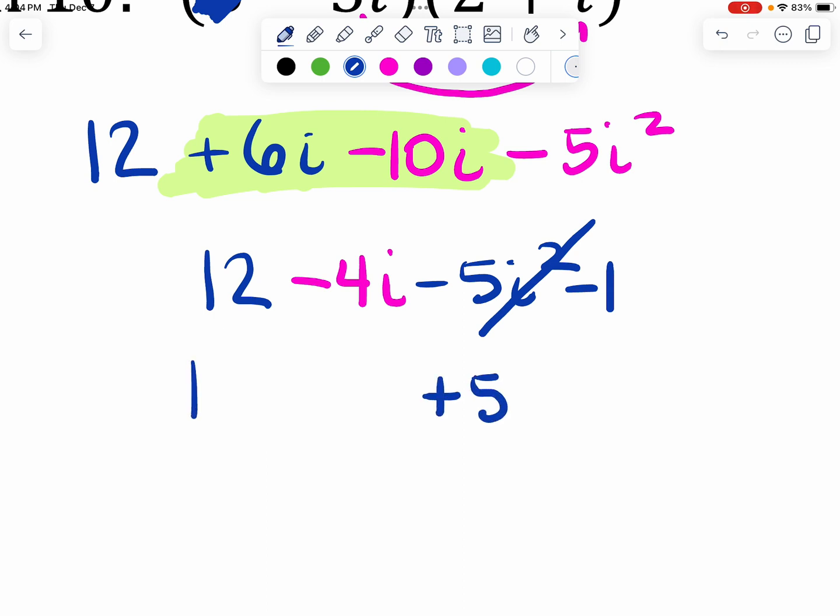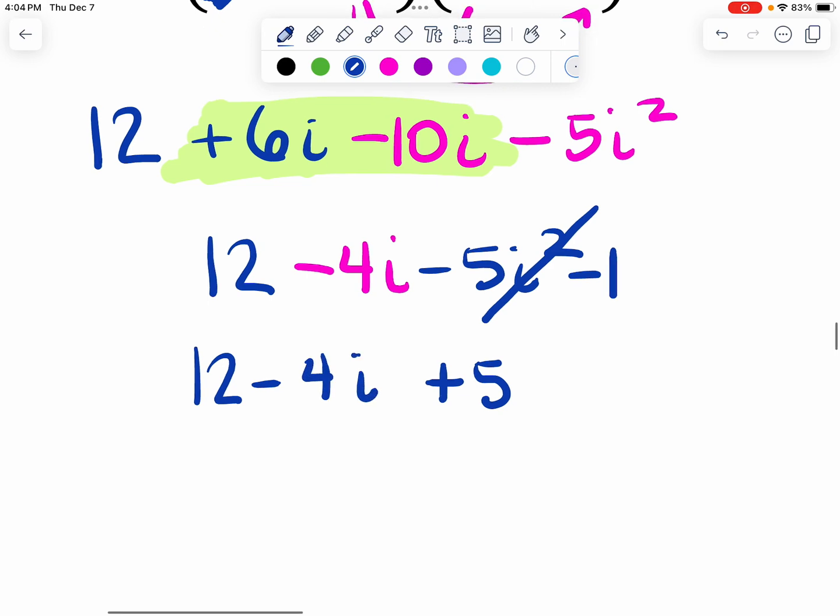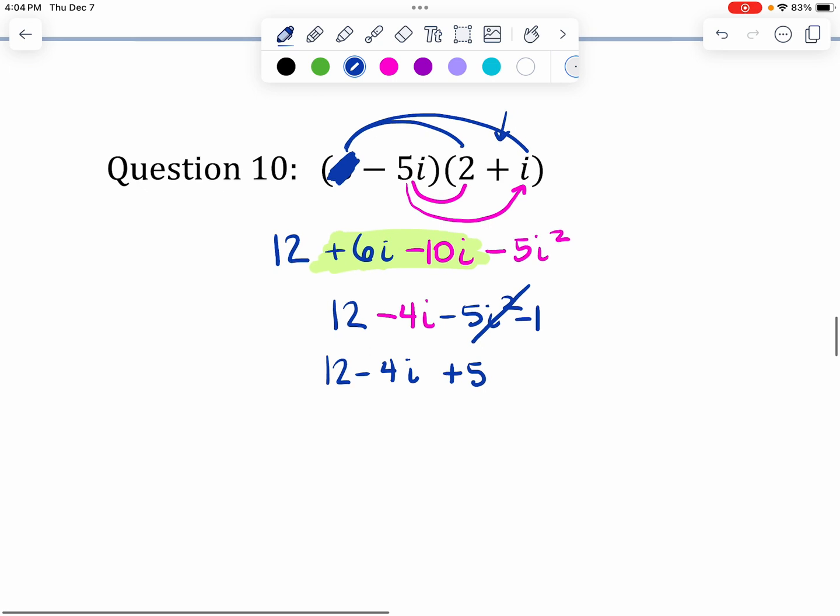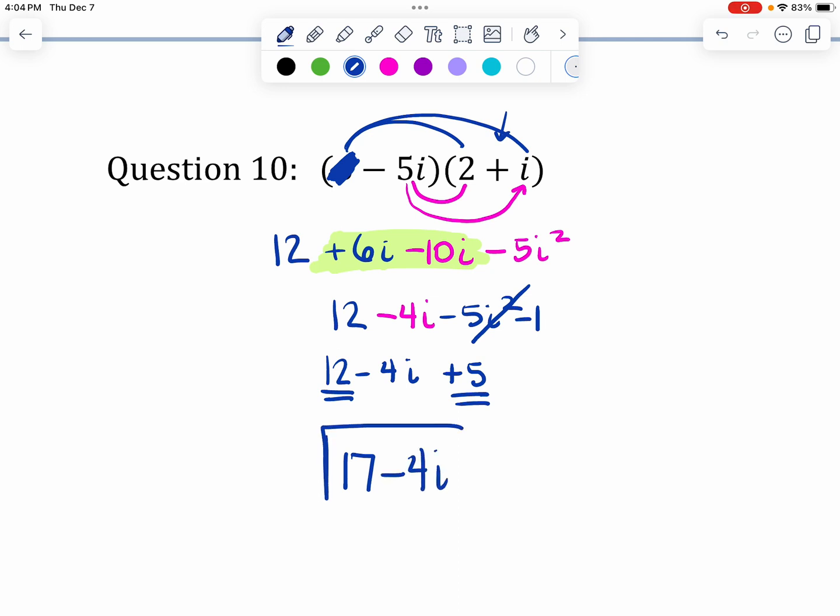So we've got 12 minus 4i plus the 5. And now what wasn't combinable, the 12 and the 5 in the back, now is combinable. So 12 and 5 is 17, and 17 minus 4i is not combinable, and that's how I know my final answer. So a couple key things.